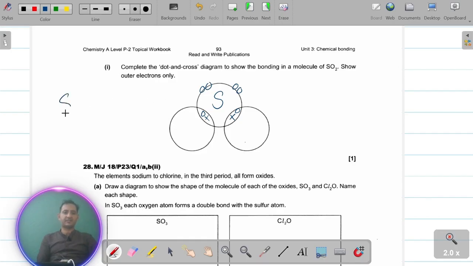It is just like this: S double bond O, double bond O. And here I have just a lone pair of sulfur. I need to draw another electron pair here. Now oxygen electrons 1, 2, 3, and 4. So just like this, two lone pairs on this and two lone pairs of electrons on this. Okay, 1, 2, and 1, 2.